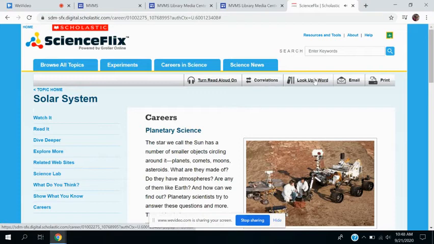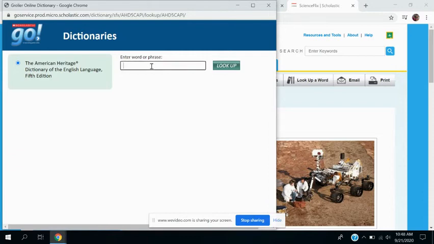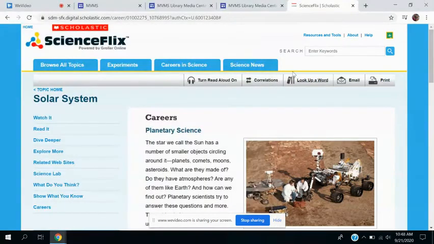Okay. You can also look up a word. So if you were looking to determine the meaning of a word that you read, so I don't know what asteroid means, you can look that up. It'll show you exactly what it means, and then you can go about your reading without having to leave. You can email yourself, you can print, and as I said earlier, it is Google Classroom compatible. So once you get on ScienceFlix, the first thing you probably should have done is to connect to your Google Classroom. That way you'll have the opportunity to share these articles with yourself right into your Google Classroom.